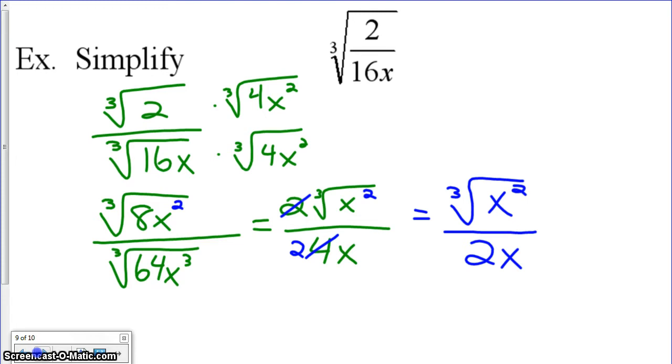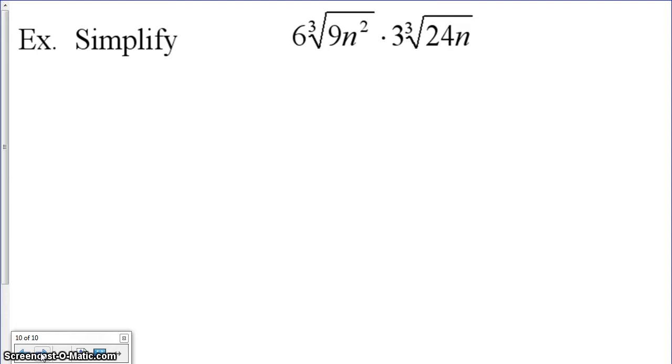Much better. Last example: multiplying two cubed roots together, and then we're going to simplify them. You're going to multiply what's on the outside together. So 6 times 3 gives us 18. If we look at the inside, I've got n, 9n squared, and 24n. Well, we know n squared and n is going to work out well because that's going to give us n cubed. But if I multiply 9 times 24, it's going to give me a very big number, which then I have to find a factor of that is a perfect cube.